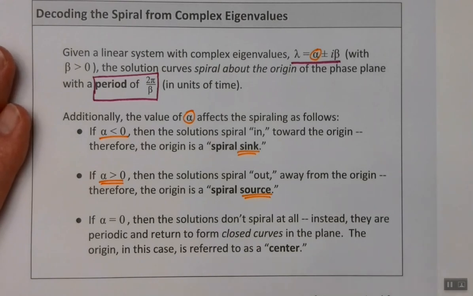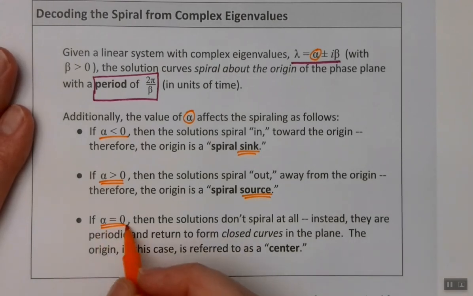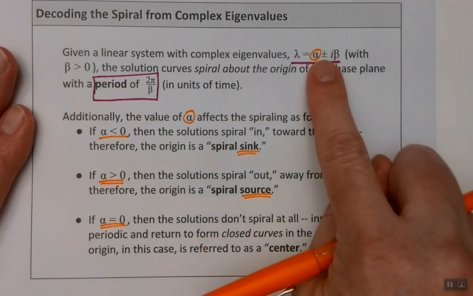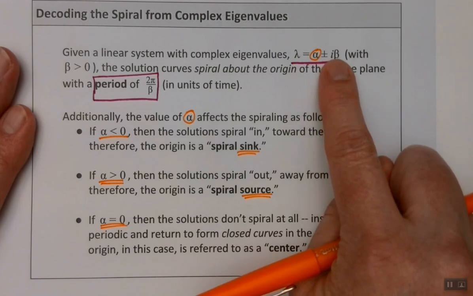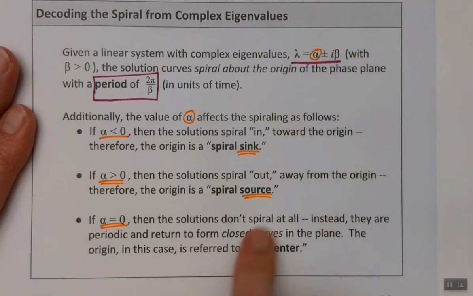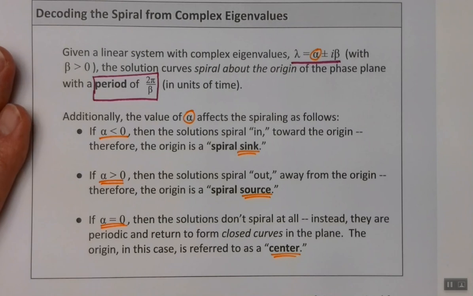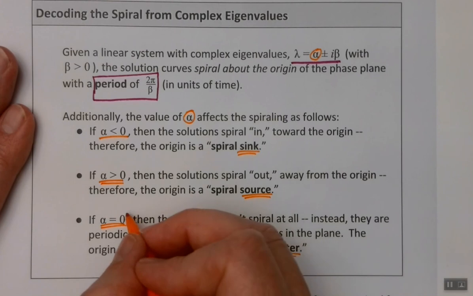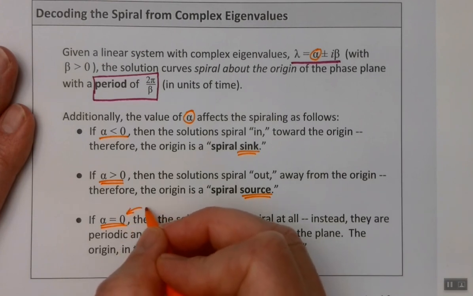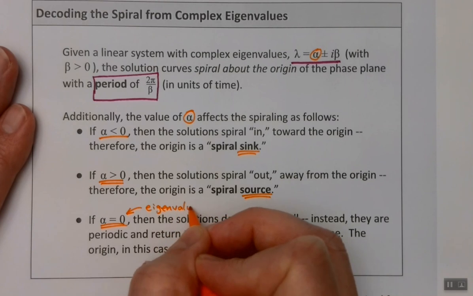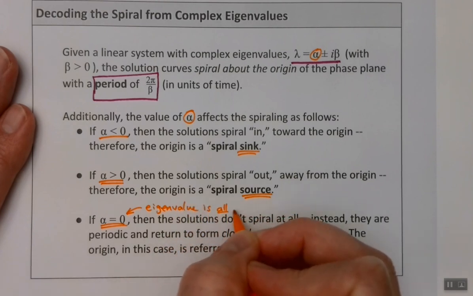And there is a special case where alpha is exactly equal to 0. What would that mean for our complex eigenvalue? That would mean that it doesn't have a real part. It's only imaginary. And at that point, instead of having a spiral in or a spiral out, you would have a center. It's basically a bunch of circles or circular-like figures. It's possible they could be ellipses, right? So alpha equals 0 implies the eigenvalue is all imaginary.